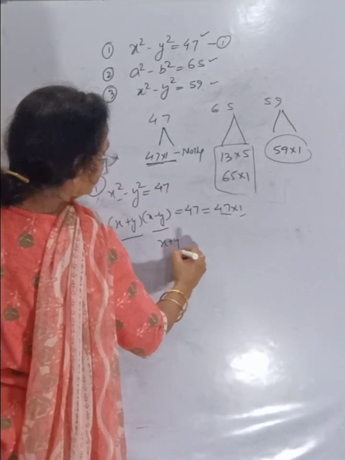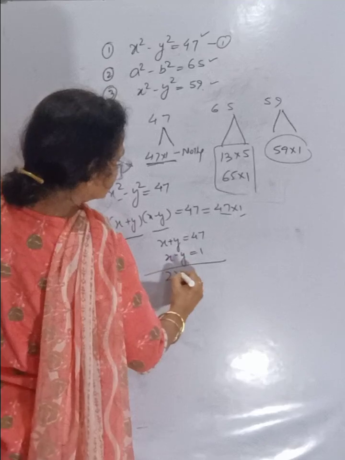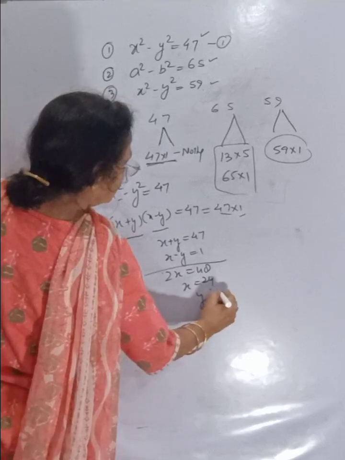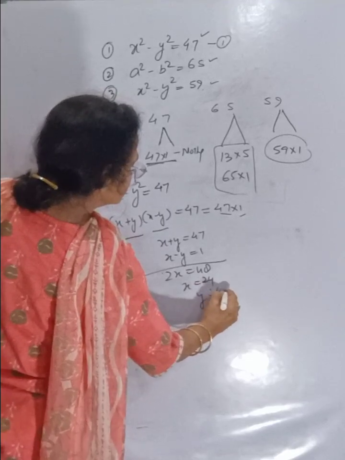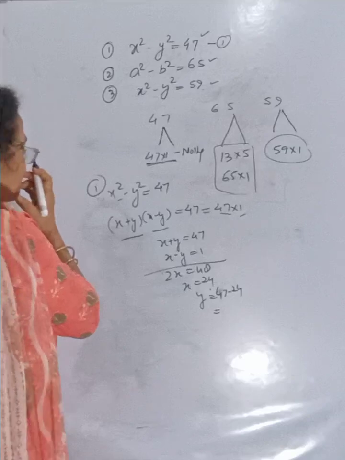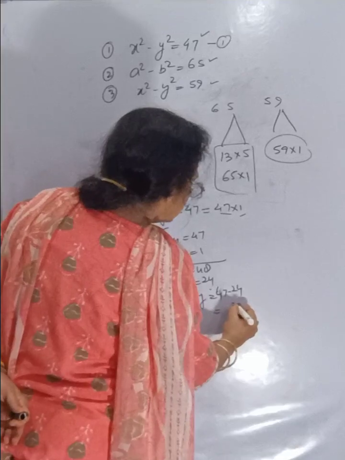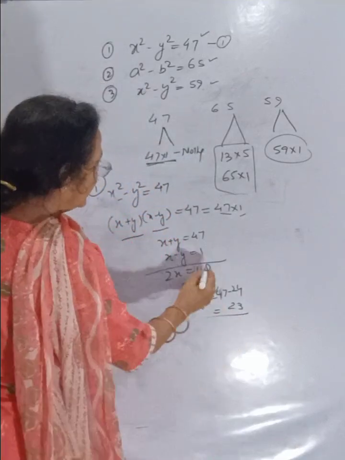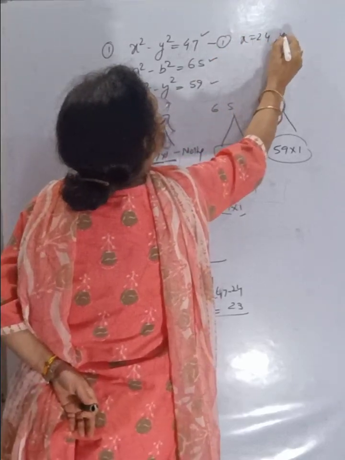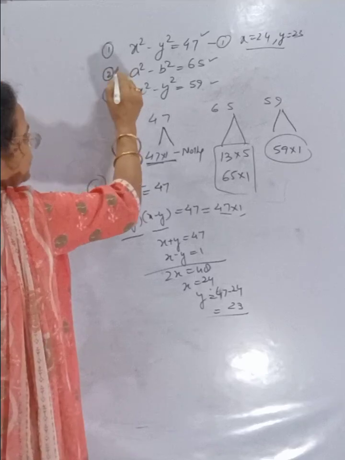That x plus y can be written as 47. Now x minus y can be written as 1, and then 2 times x is equal to 48. It means x is equal to 24 and hence y will be equal to 47 minus 24, that is 23. This will be the value of x and y. X की वैल्यू हो गई 24 and y is equal to 23. This is the logic. Same logic will be applicable over the second one.